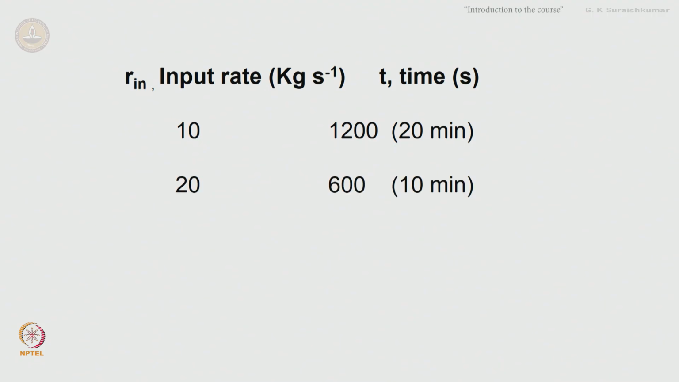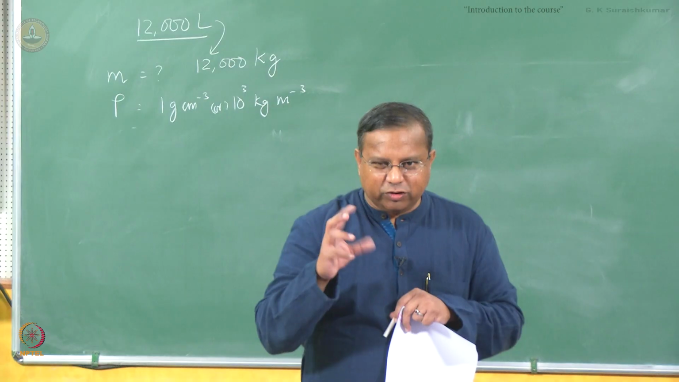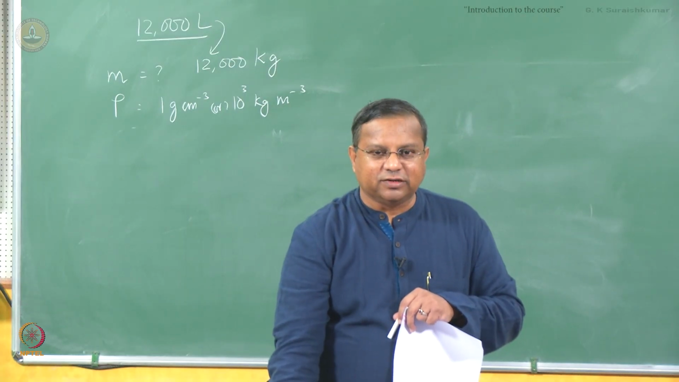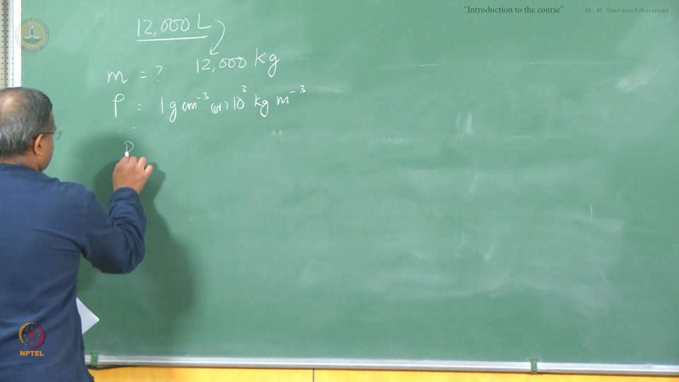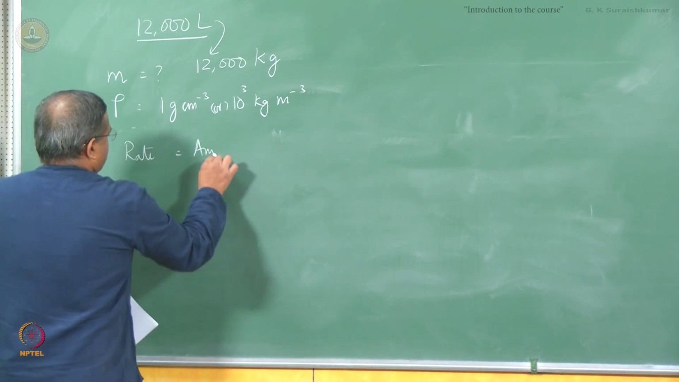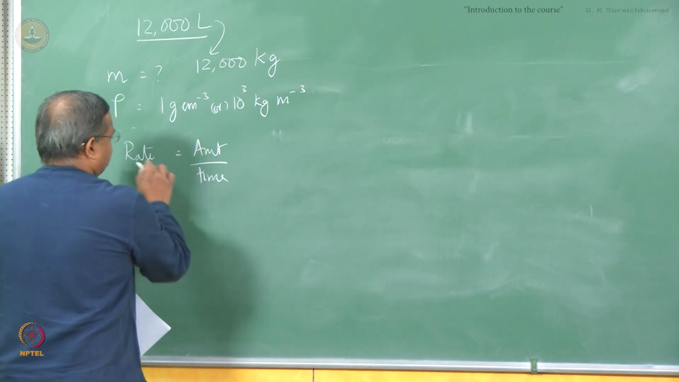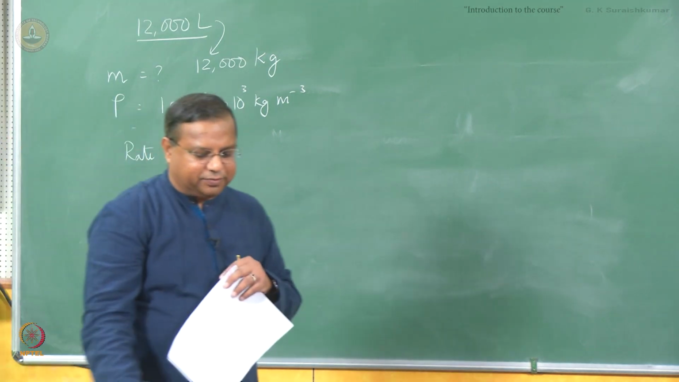If the input rate is 20, it is going to take 600 seconds or 10 minutes. If the input rate is 50 kilogram per second, then the time that is taken is 240 seconds or 4 minutes. Okay. So, if you would have done it intuitively, if you know the rate of water input, that is Rn, you know the time is mass per rate, because rate is amount or mass per time, and therefore time is amount by rate, right.